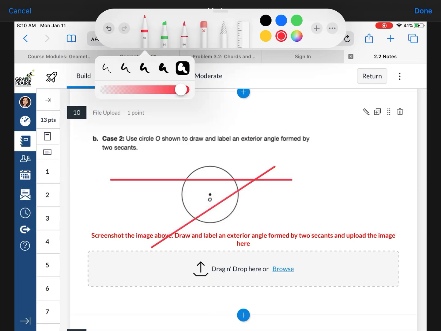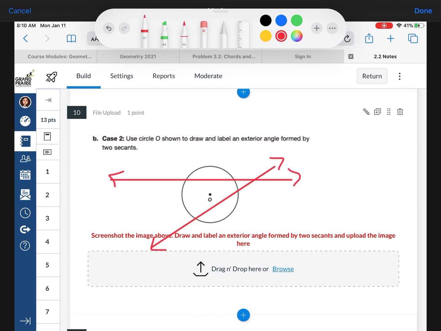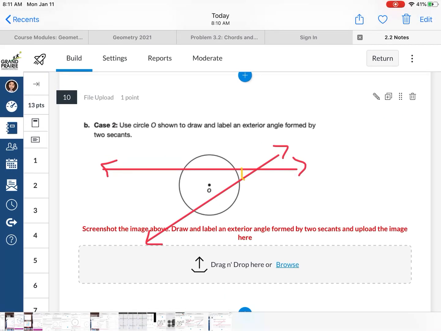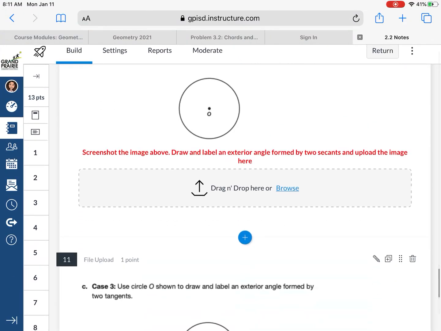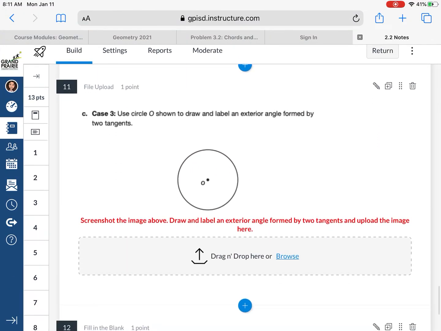So here we have two secants, and remember, secants have that situation where we have two arrows on both ends, and the angle here, exterior, is that one right there. You're going to go ahead and upload that picture. We're going to move on to question 11.